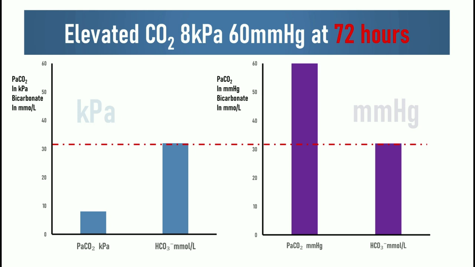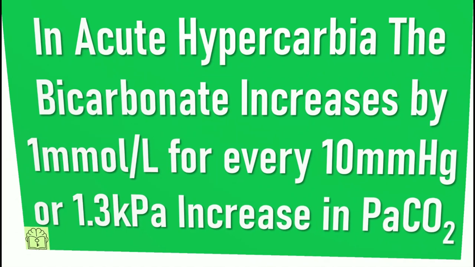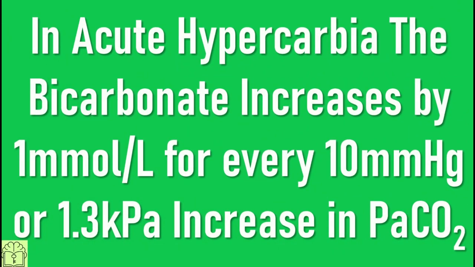The reason for this is the patient is now at a steady state for CO2 production, CO2 elimination, and bicarbonate concentration. This is the appropriate bicarbonate concentration for a PCO2 of 8 kilopascals, or 60 millimeters of mercury. And there is a rule of thumb for calculating this out. In acute hypercarbia, the bicarbonate increases by 1 millimole per liter for every 10 millimeters of mercury, or 1.3 kilopascals, increase in the PaCO2.